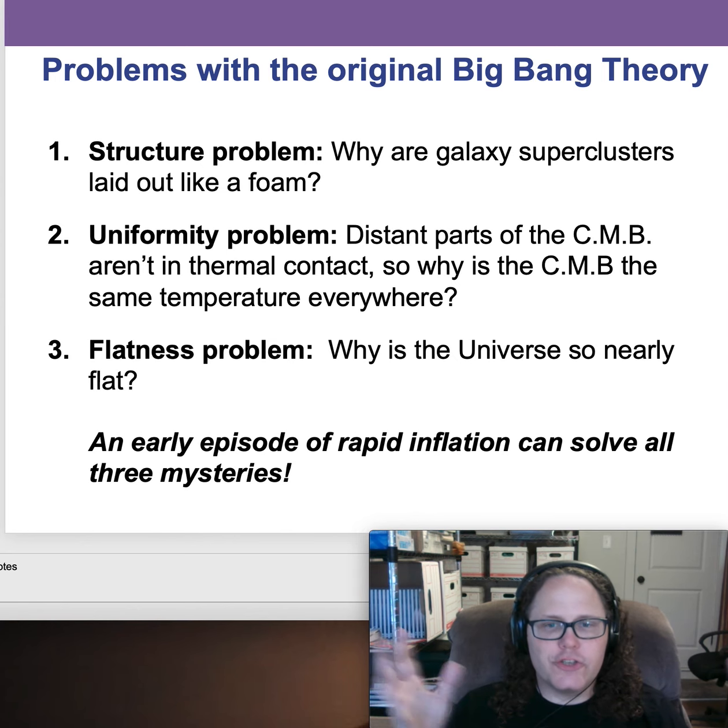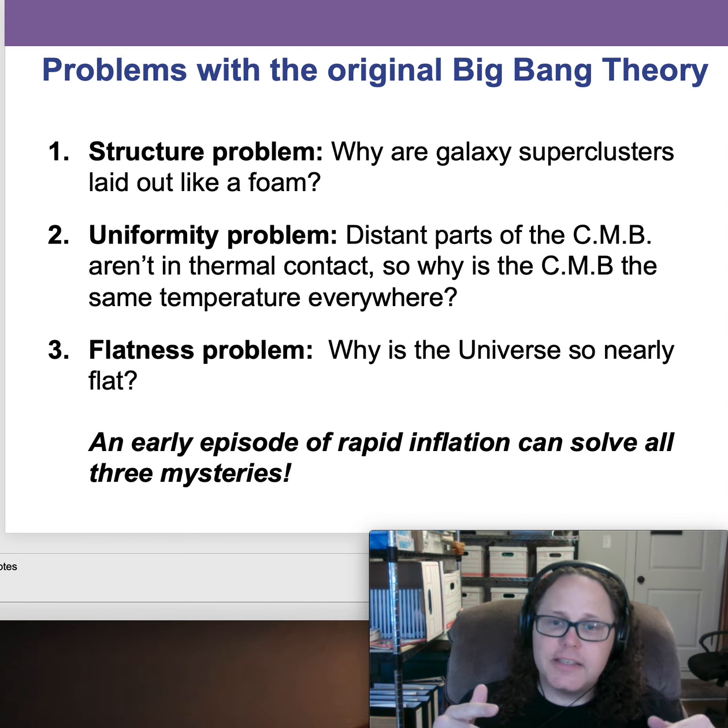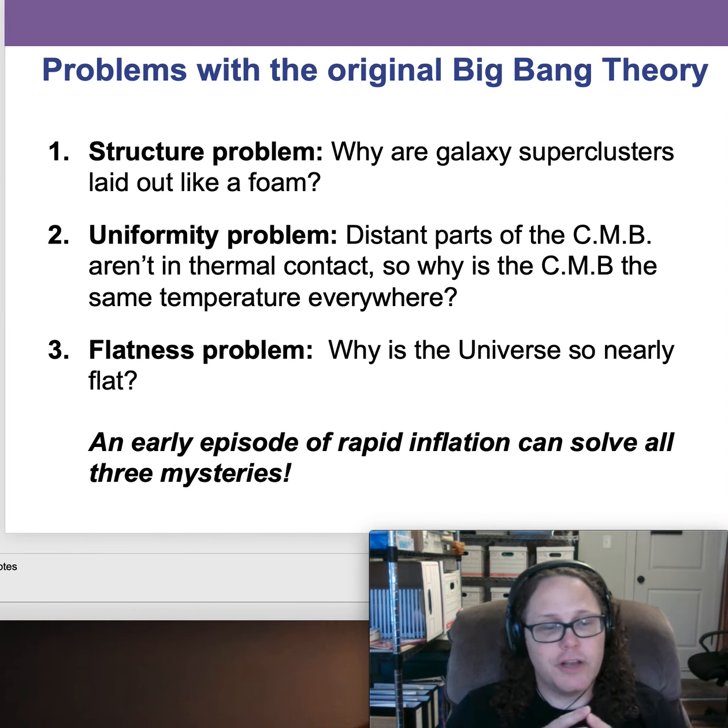When you look at the largest structures in the universe, it is laid out like a foam. Galaxies are in clusters. Those clusters of galaxies are in superclusters, clusters of clusters, and those superclusters are laid out like a foam. Why is that? The original Big Bang theory had nothing to say about that.